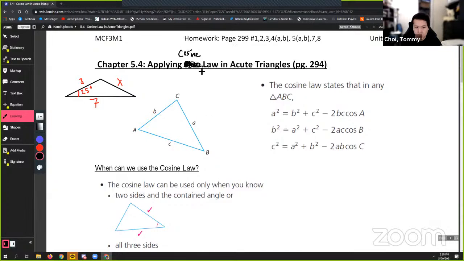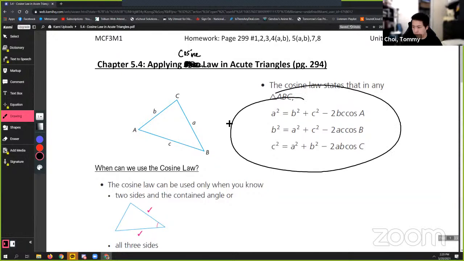Cosine law will let us solve for what's missing here without having to worry too much about what it is. So basically, the order goes: can I use SOHCAHTOA? Yes or no? If not, move on. Can I use sine law? Yes or no? If not, then check cosine law. That's the order in which you should be checking. And the reason for that is because cosine law is a nightmare for most people. And that's fair.